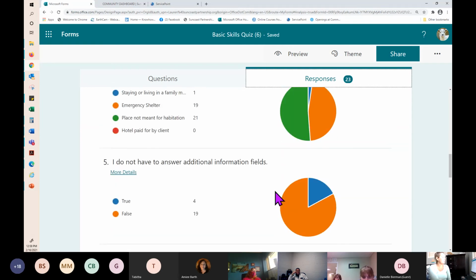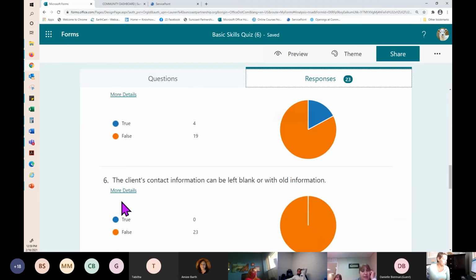I do not have to answer additional information fields. This is false. So let's just keep in mind that if we have additional information fields on our assessment, we are asking every question that's on our assessment. If there are questions on your assessment that either program directors or supervisors are saying, oh, don't worry about answering that question, please direct them to let us know so we can remove those questions, because it's not in the best interest of the COC to have a bunch of questions on your assessment if you're not going to answer them. So please ask and answer every question on your assessment, regardless of the color of the font or whether it's additional information or HUD verification. If it's on your intake form, please ask and answer.